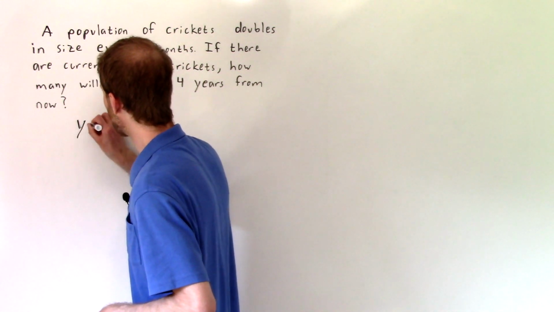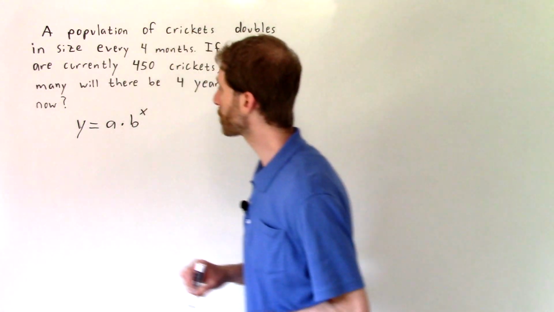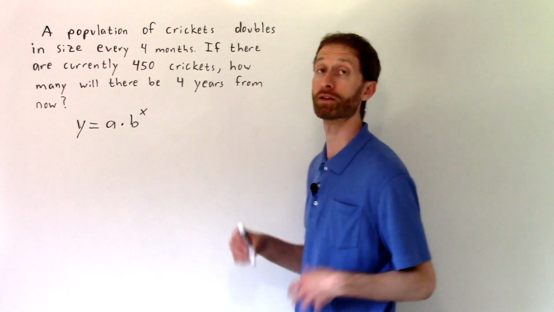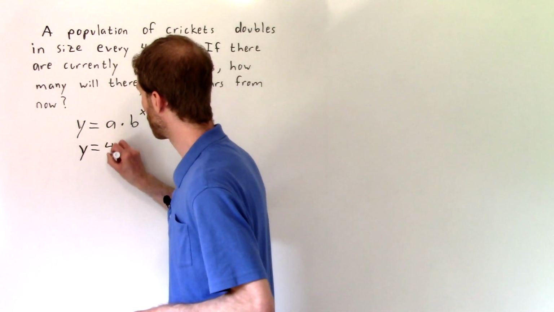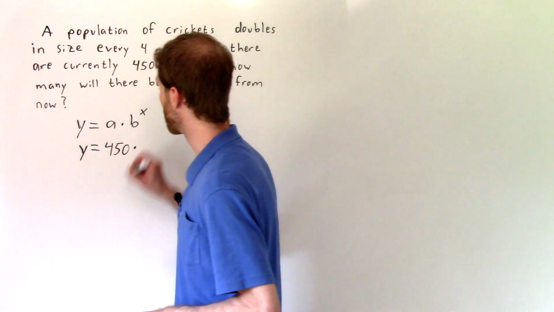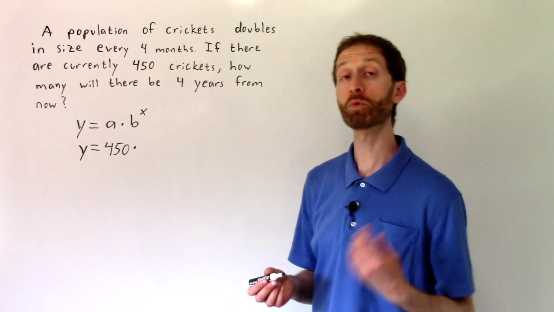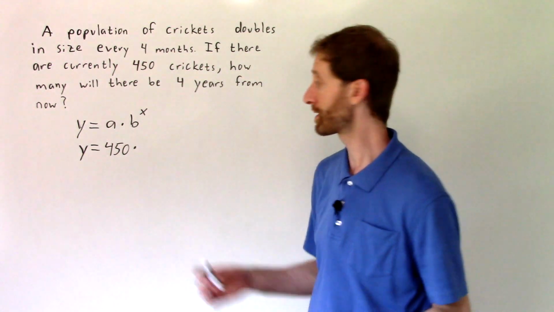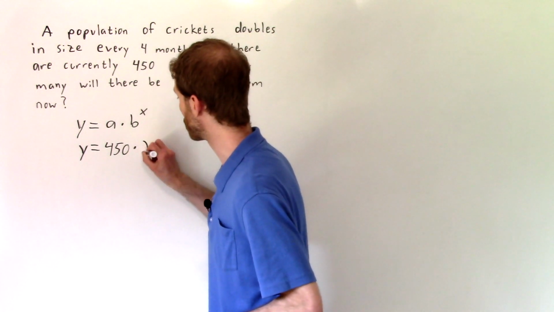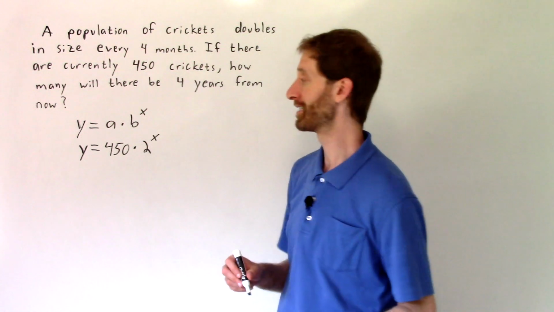y is equal to a times b to the x. And so what is that a value that we start out with? Well, the starting amount is 450 crickets. So total population y is 450 times, and the question is, what's that b value? What am I growing by? Well, I'm repeatedly multiplying by 2 if I'm doubling, so that's my base. That b value, the growth factor, is 2, so 2 to the x. And that right there is our function.